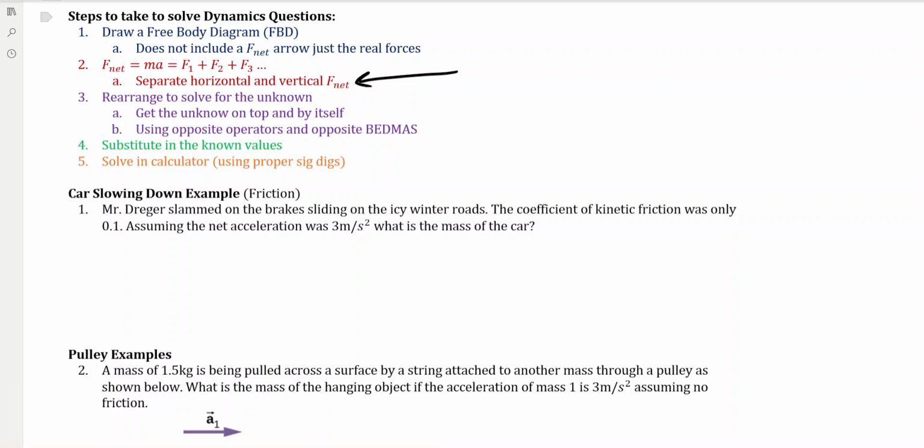Mr. Traeger slams on the brakes, sliding on the icy winter roads. The coefficient of kinetic friction was only 0.1. Assuming the net acceleration was 3 meters per second squared, what was the mass of the car? Okay, so let's go ahead and try to solve for this question.